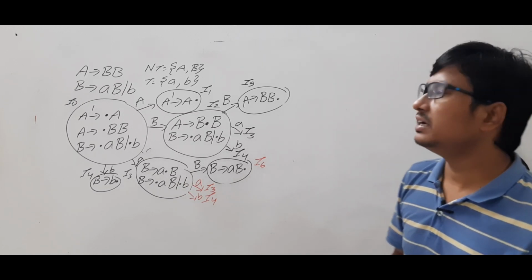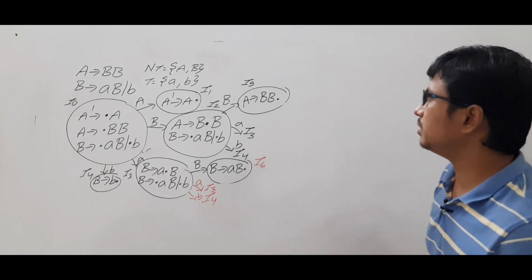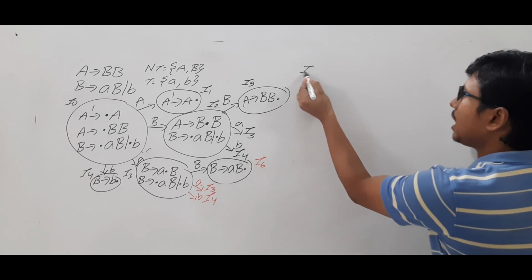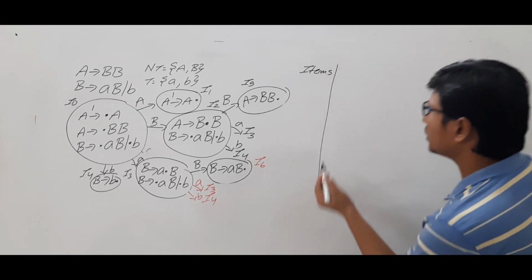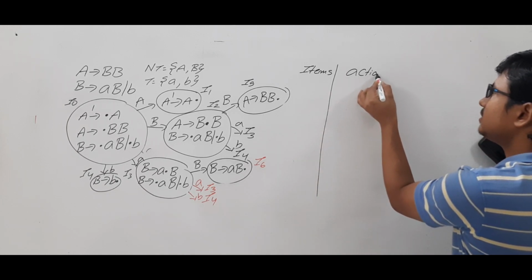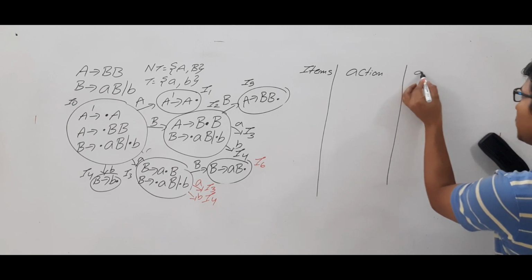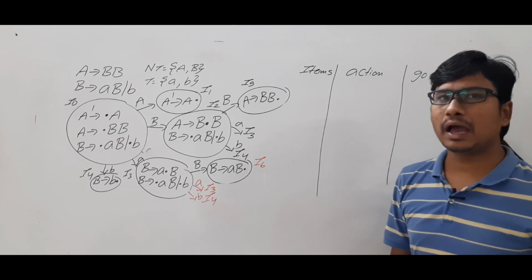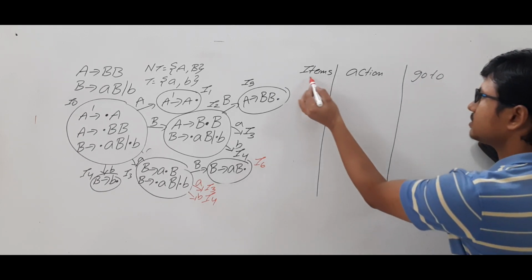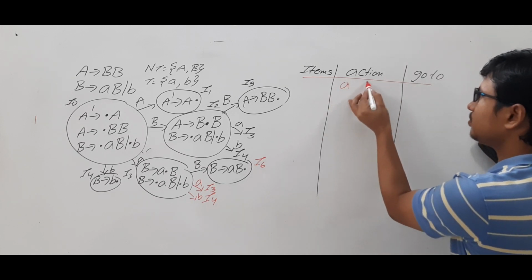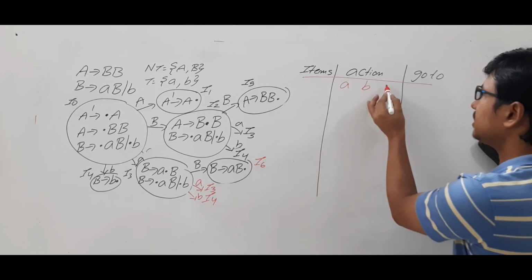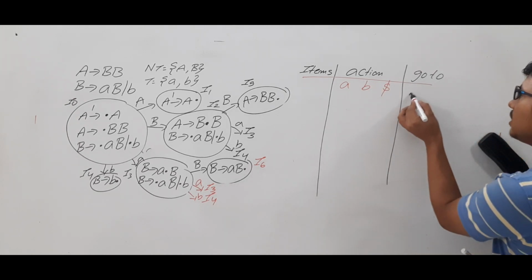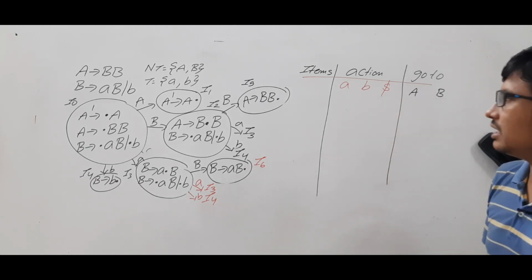Let me construct the SLR1 parsing table. In the SLR1 parsing table also, you will have the items. You will have the action part and the go to part. In the action part, what will you have? You will have the terminals and the dollar. Is it clear? This is very important. In the action part, you will have the terminals a, b and the dollar. In the go to part, what will you have? You will have the non-terminals such as A and B.